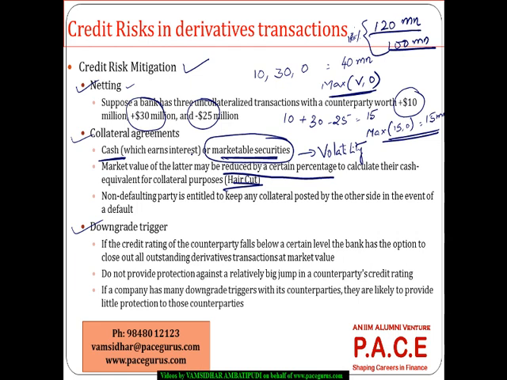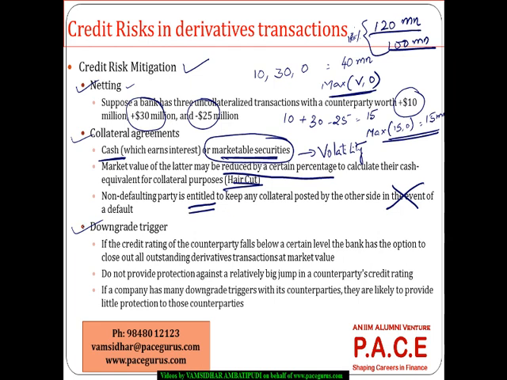And the good thing about the collateral agreement in a derivatives transaction is, if one party has defaulted, the non-defaulting party is entitled to keep the collateral that is posted. So there is no scope for any kind of legal, though those proceedings will typically take a longer period, but here the possibility is the non-defaulting party can very well keep the collateral.